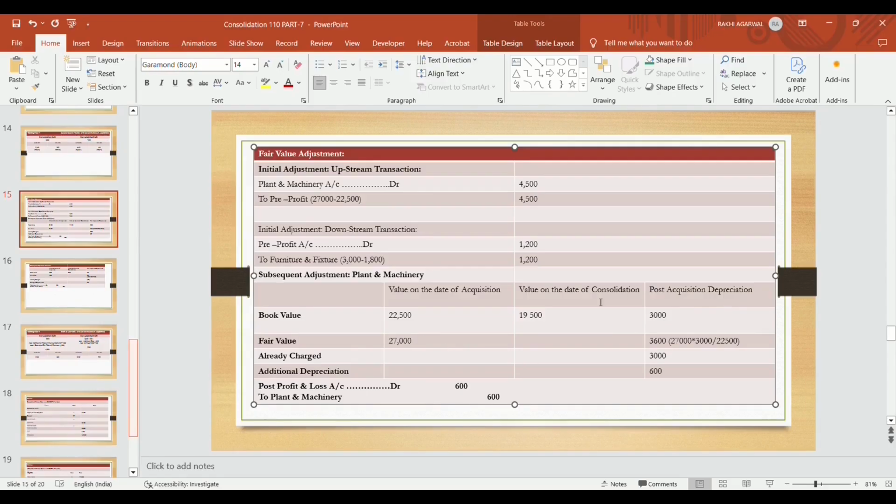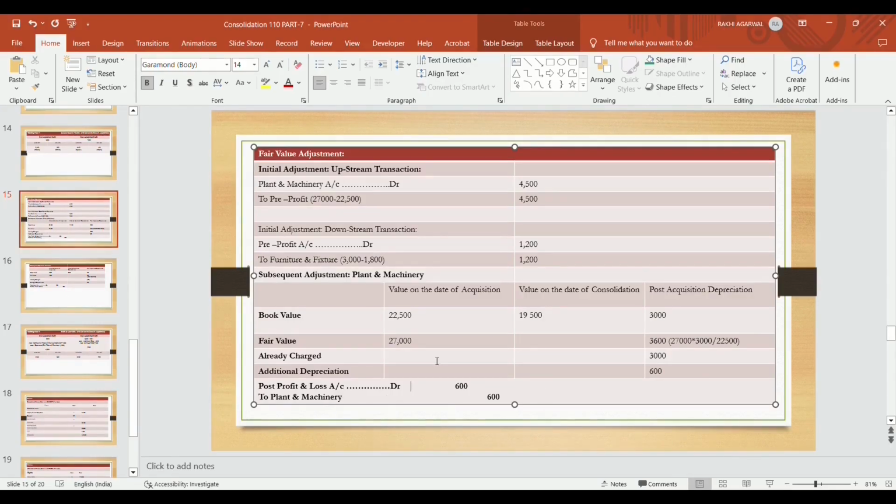So proportionately how much depreciation is to be calculated if the value becomes 27,000 instead of 22,500? So 27,000 divided by 22,500 into 3,000, it becomes 3,600. 3,600 becomes the fair value depreciation and we have already charged depreciation in the books of 3,000. So how much additional depreciation is required to be charged due to fair valuation? This depreciation will affect post PL, not the pre-profit. So post PL account debit to plant machinery, the amount 600. So it will reduce the plant machinery by 600 and it will affect the post PL.